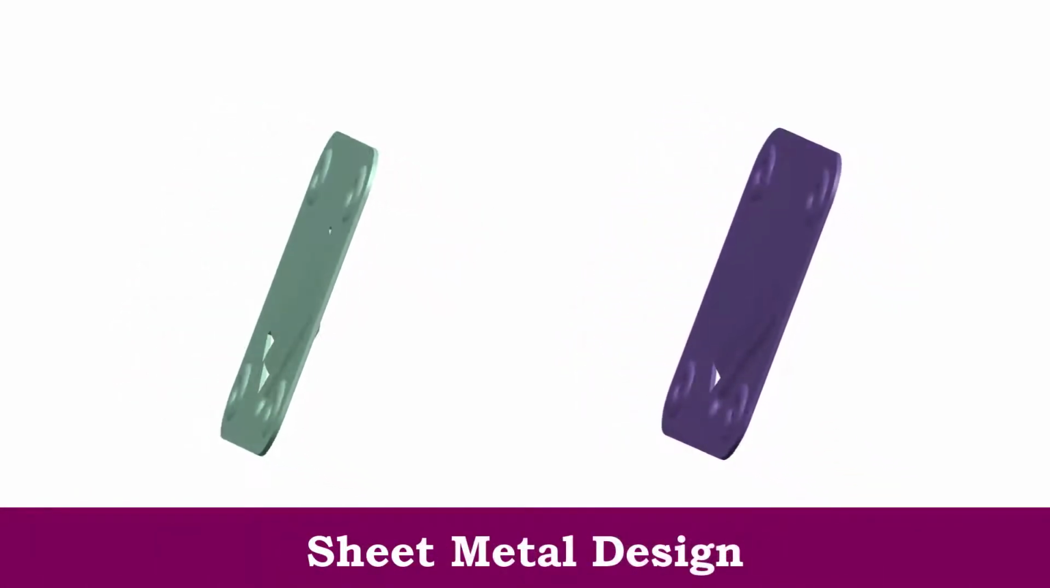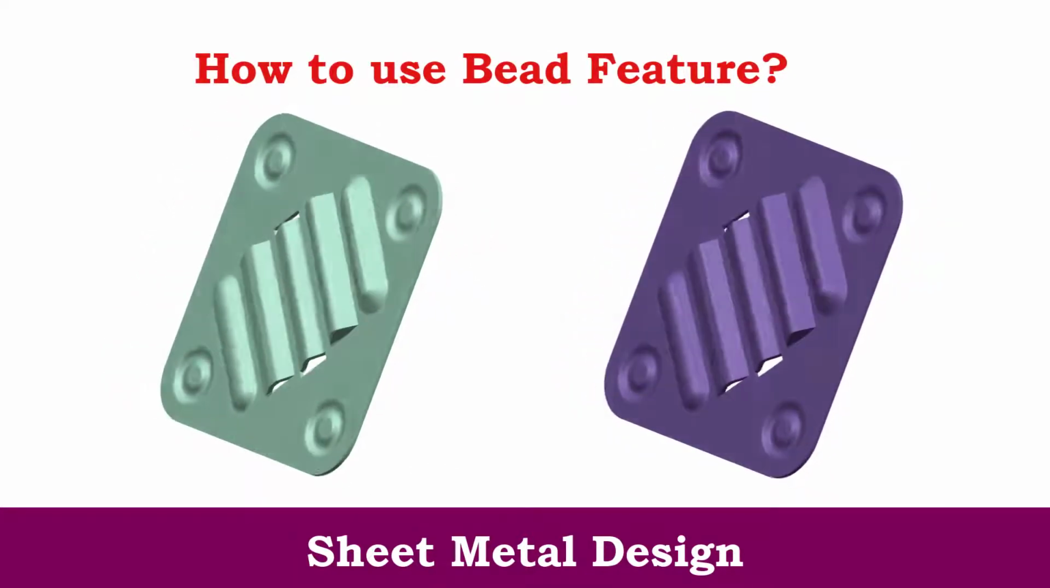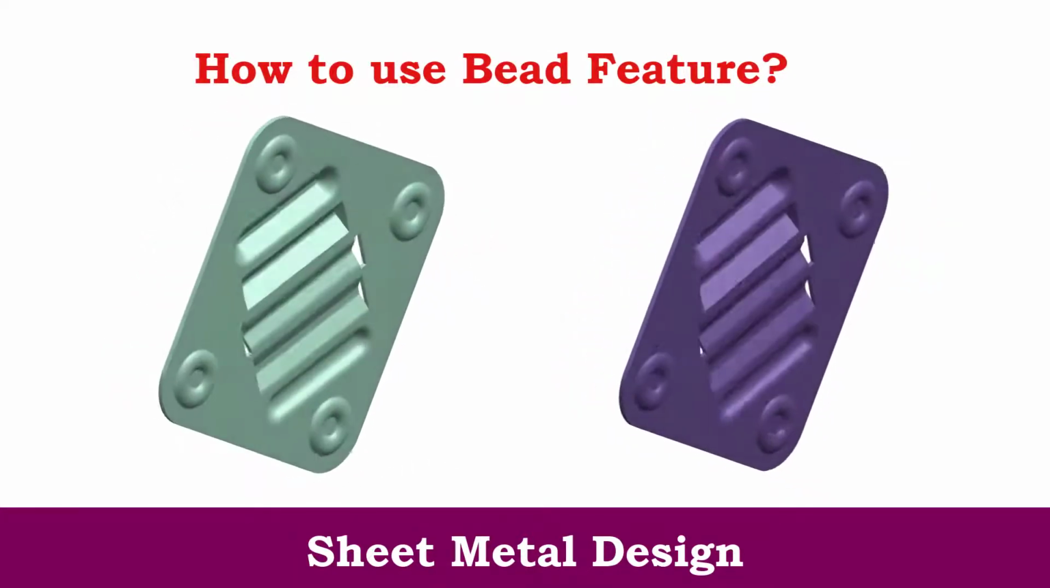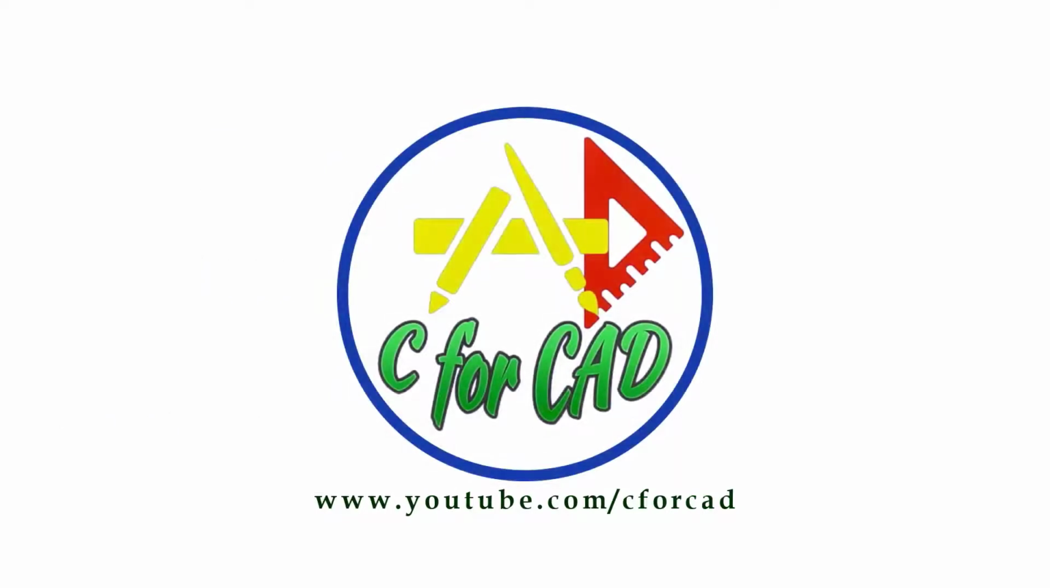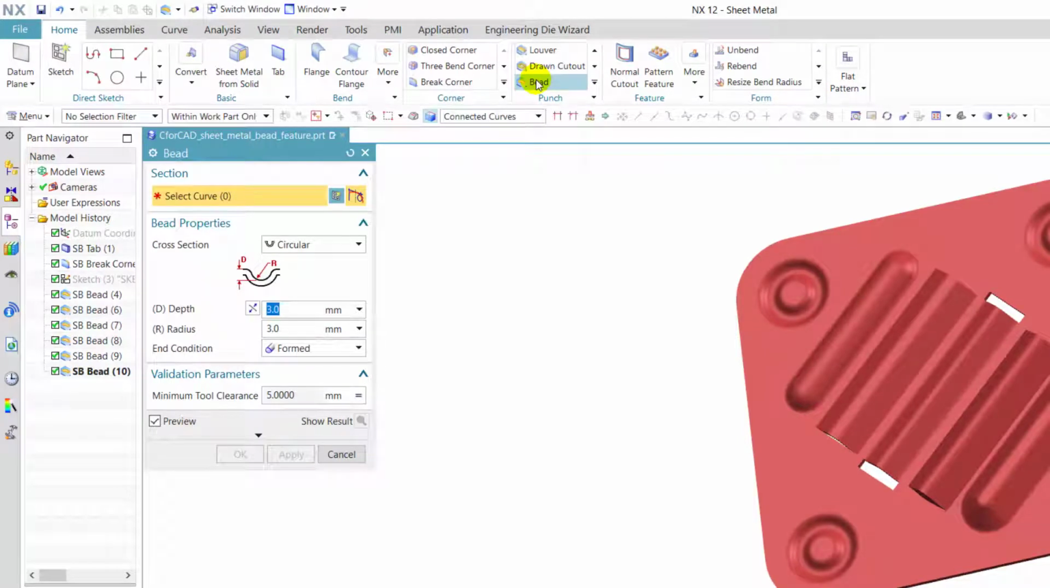In this video, we are going to see how to use the bead feature of sheet metal design in NX Unigraphics. So let's get started. This feature is located in the Home tab in the Punch group. The objective of this feature is to create beads, which are primarily used to stiffen deep metal parts.